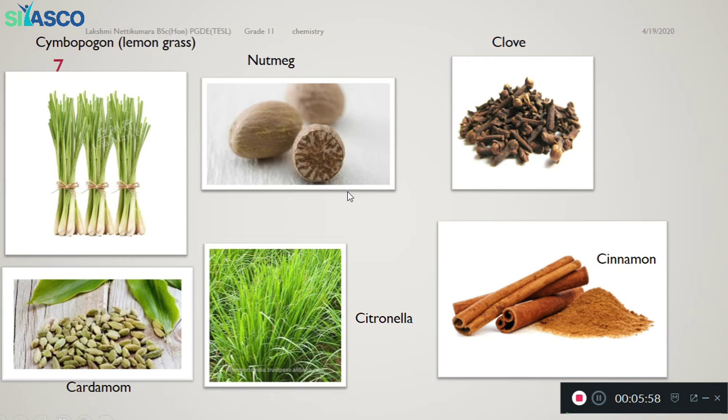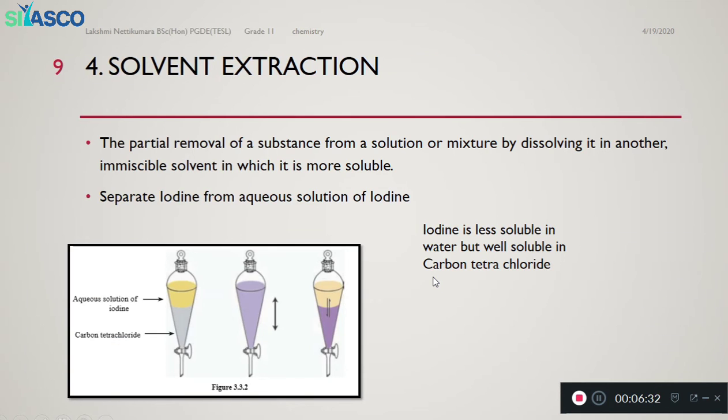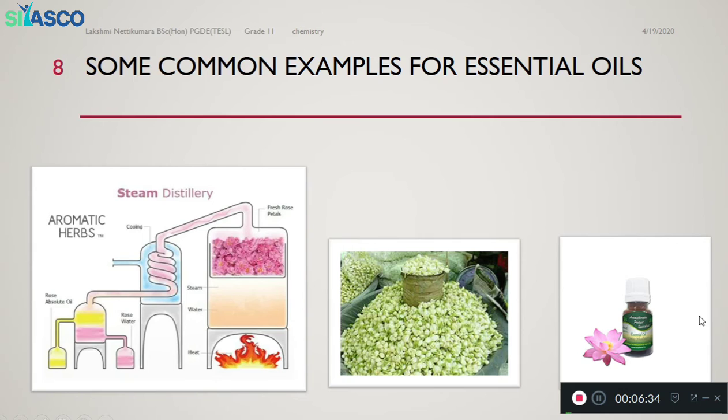For your knowledge, here I have put some pictures of plant parts from which we can extract essential oil. These are lemongrass or Cymbopogon, nutmeg, clove, cardamom, citronella, cinnamon, and these are very valuable oils. Here are lotus, jasmine, and rose. There are so many. For all these things, the extraction technique is steam distillation.